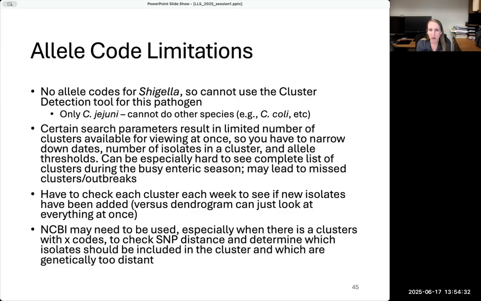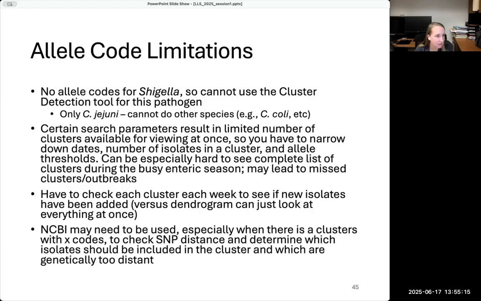You may need to use NCBI, and again, we'll talk about NCBI next week, but especially when there's X codes, because that may be a way you can look at the distances to see what they actually are. Back to the question that was asked earlier, NCBI may be an alternate way to find the actual differences. There's a few questions. Someone has noticed more X codes, yes, and we will talk about that in a minute.